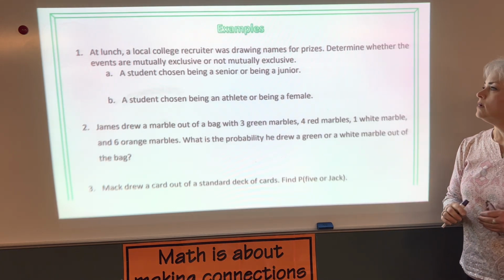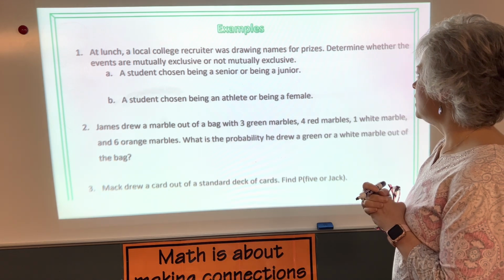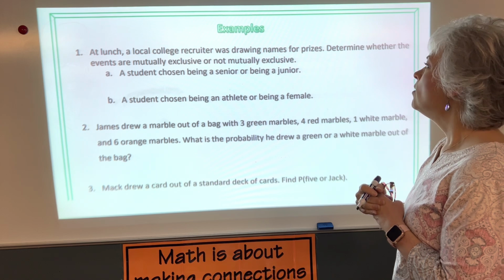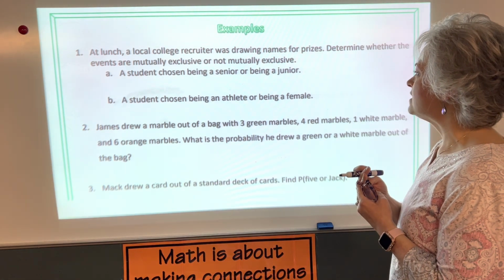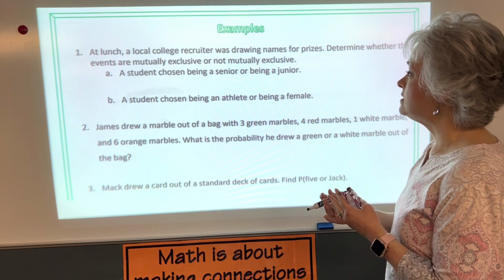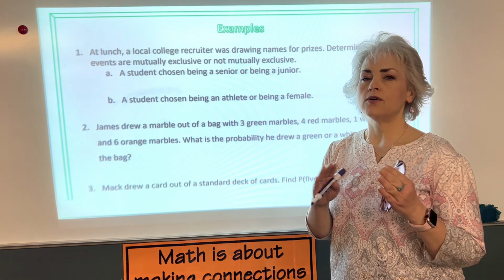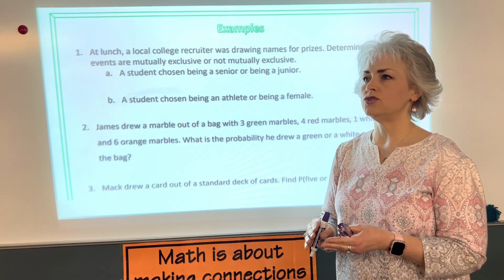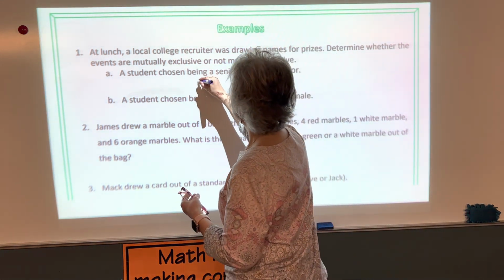All right, so at lunch, a local college recruiter is drawing names for prizes. Determine whether the events are mutually exclusive or not mutually exclusive. The first one: a student chosen being a senior or being a junior. Those two events do not affect each other. You can either be a senior or you can be a junior. They do not overlap, so this one is mutually exclusive.